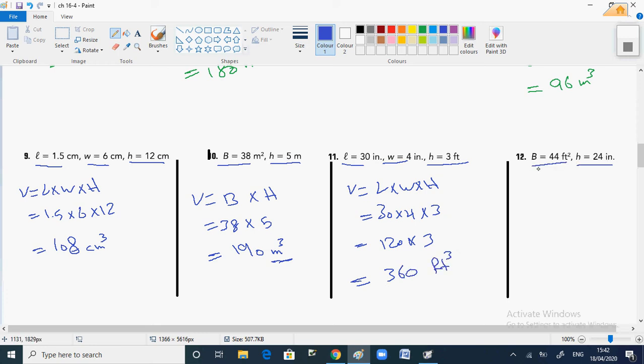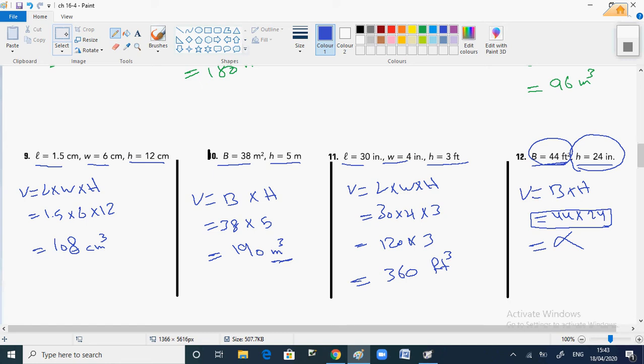And for the last one, I have B and height, so I will use the second one, B times height, 44 by 24. I will get what? I will multiply them directly, or do I have something wrong here? Yes, we have something wrong. Look, here I have inches, and here I have feet. I have different units, so I have to convert them. I can't multiply different units together. Here, if I want to multiply them, it will be wrong.